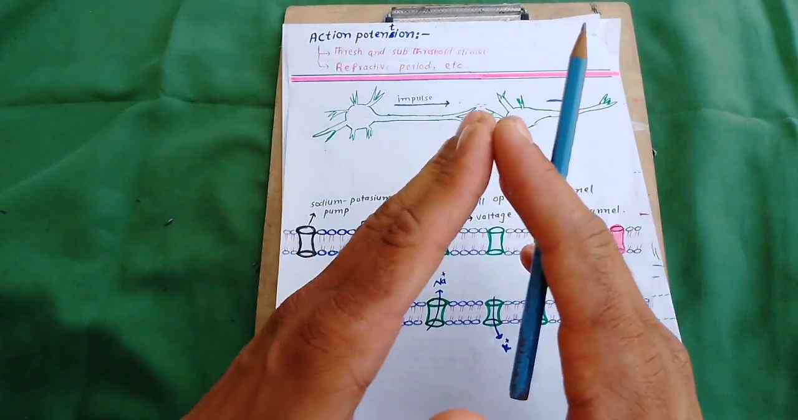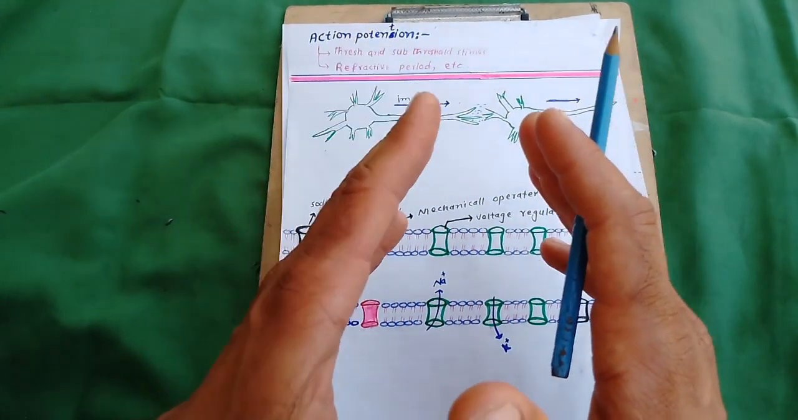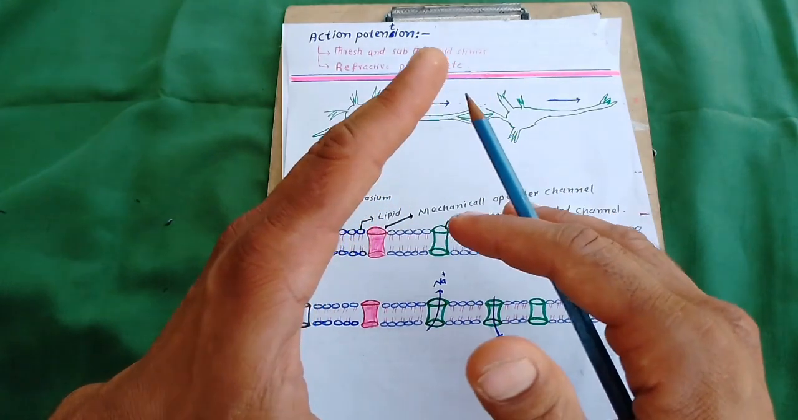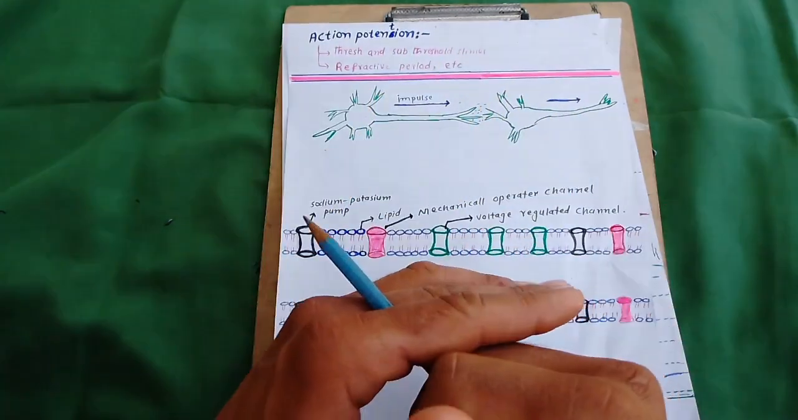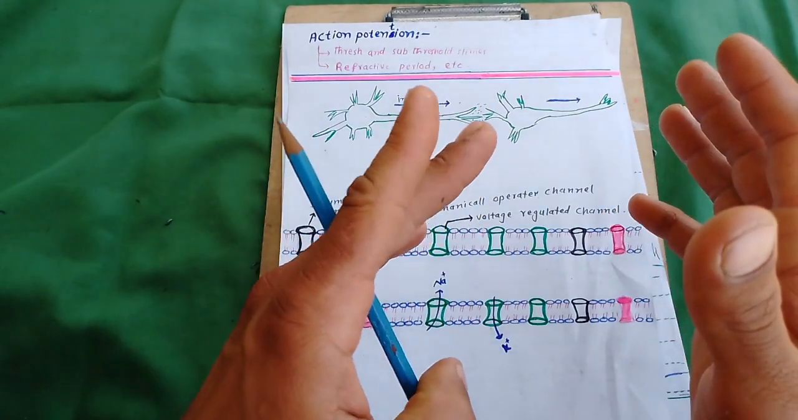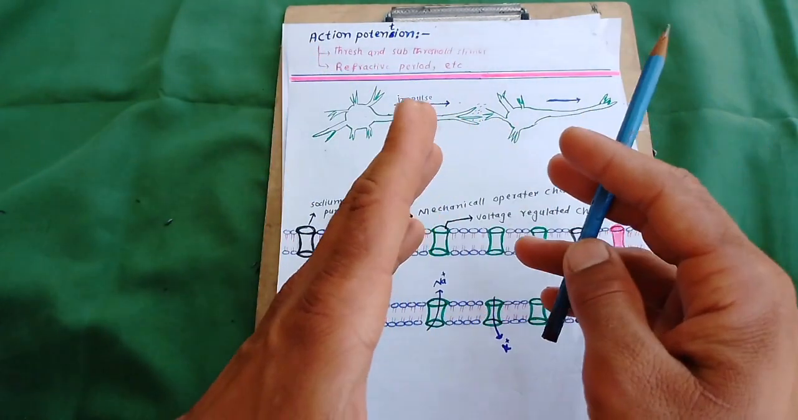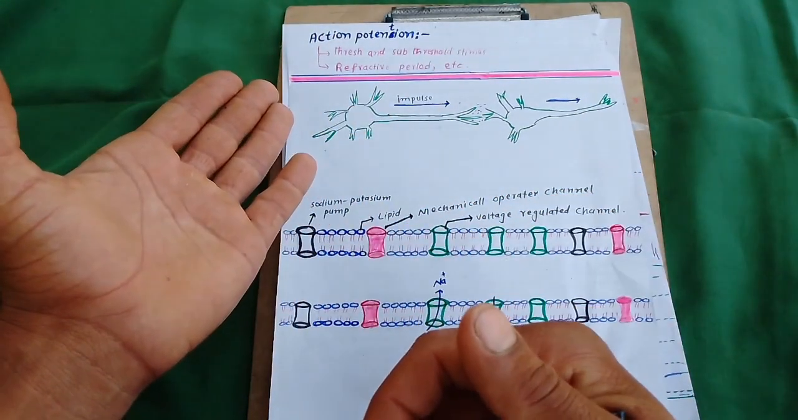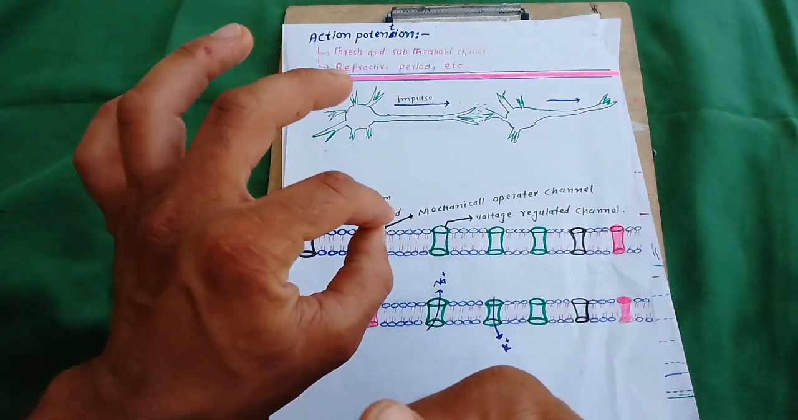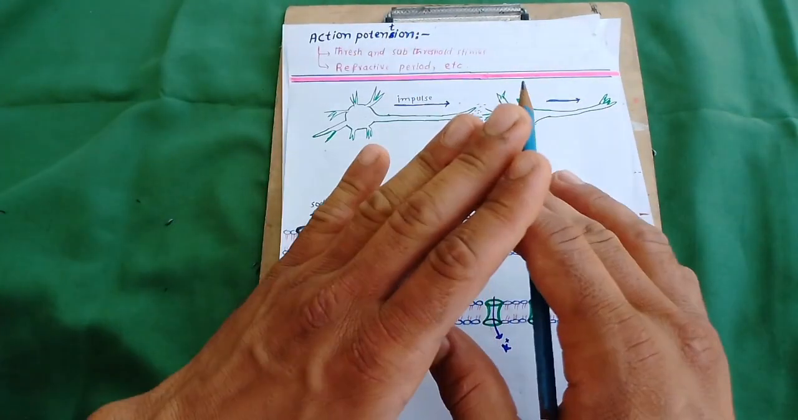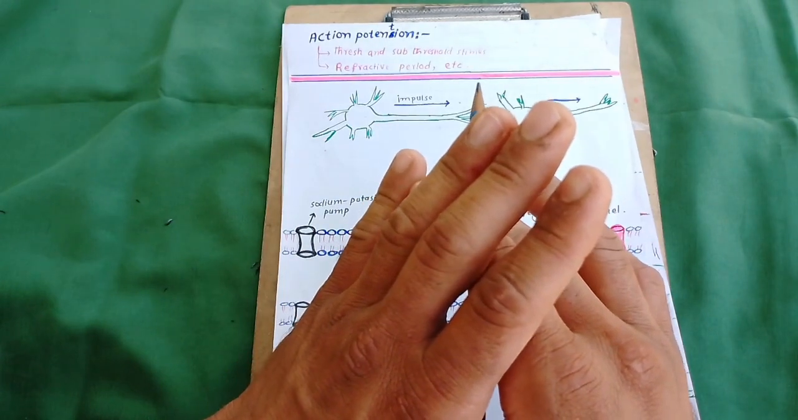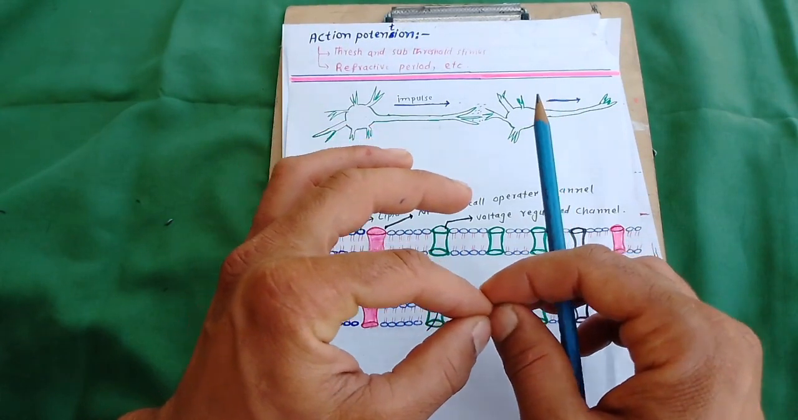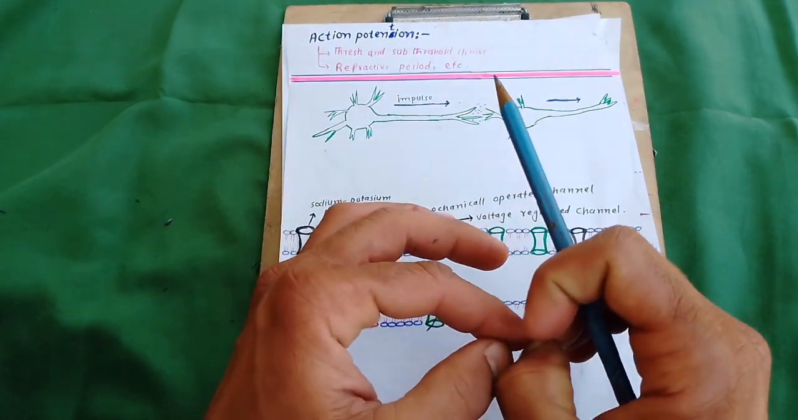Action potential is an electrochemical change, an electrochemical fluctuation, in the cell membrane of the neuron and muscle cell. Okay, this is a message sending mechanism. This is a signal sending mechanism from the receptor to the brain and from the brain to the effector. So action potential is a signal carrying mechanism. This is an electrochemical fluctuation in the cell membrane of the excitable tissue.